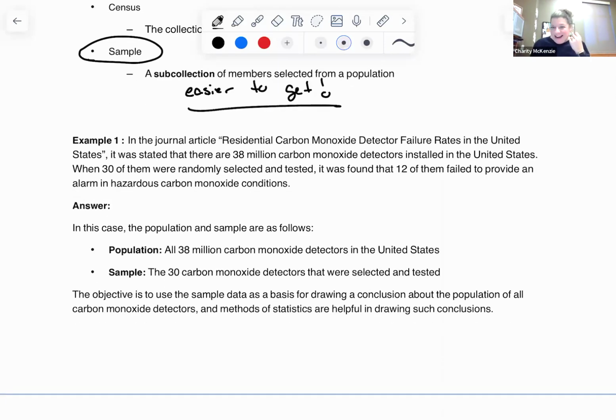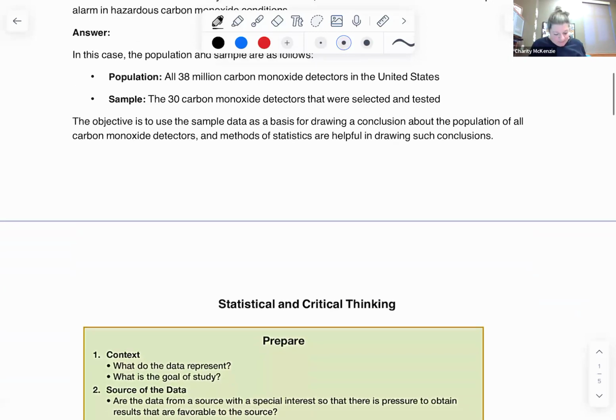So you have to be able to get that. And you can't look at the statistic. The statistic is the 12 out of the 30. It's nothing to do with the population and the sample. So you have a statistic in there that eventually we want to do something with. But at this time, we're just looking at that population and sample.